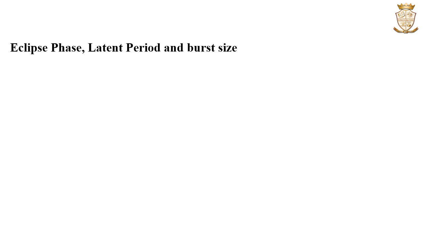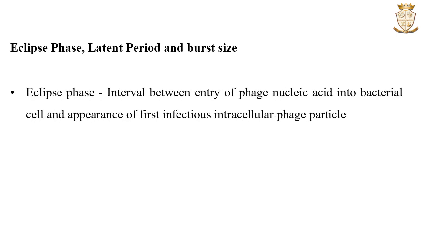Now we will look into a few terms related to phage reproduction, and they are eclipse phase, latent period, and burst size. So what is eclipse phase? It is the interval between the entry of the phage nucleic acid into the bacterial cell and the appearance of the first infectious phage particle inside the bacterial cell. It is known as the eclipse phase. It is the time gap between penetration of bacteriophage nucleic acid into the cell to the end of assembly. It is the time required for the synthesis of the phage components and their assembly into a mature phage particle.